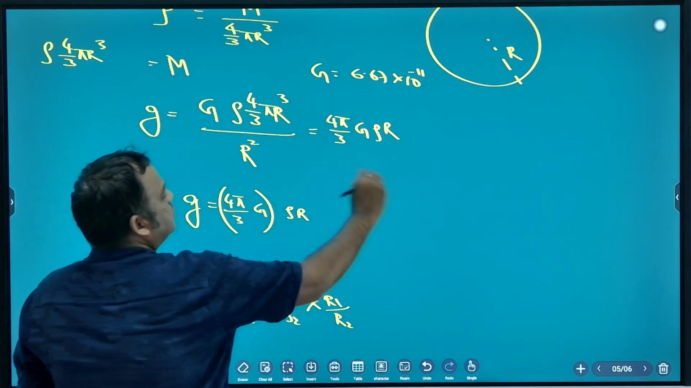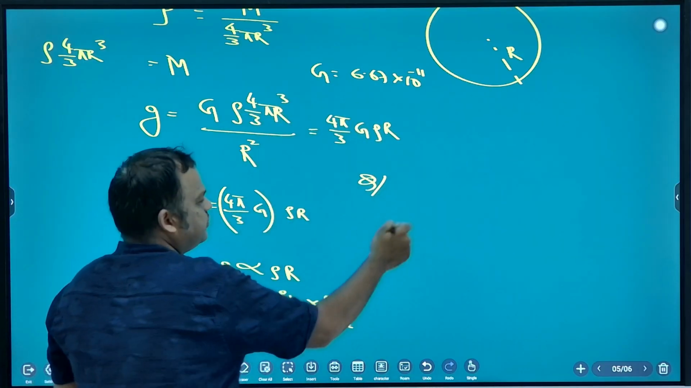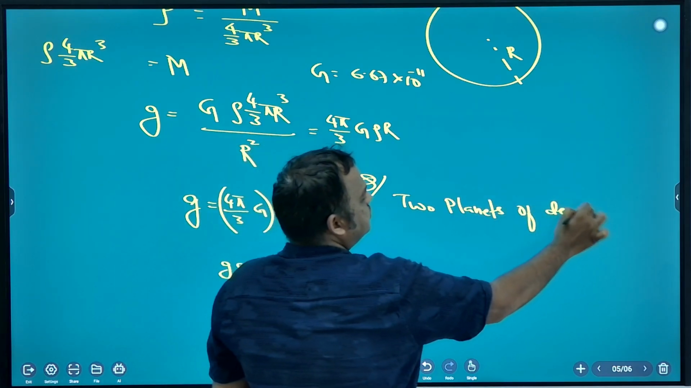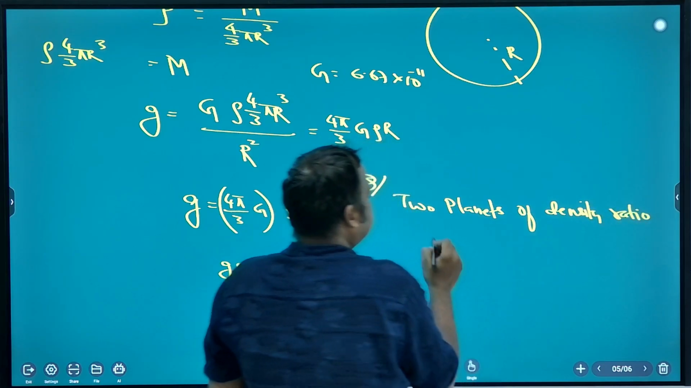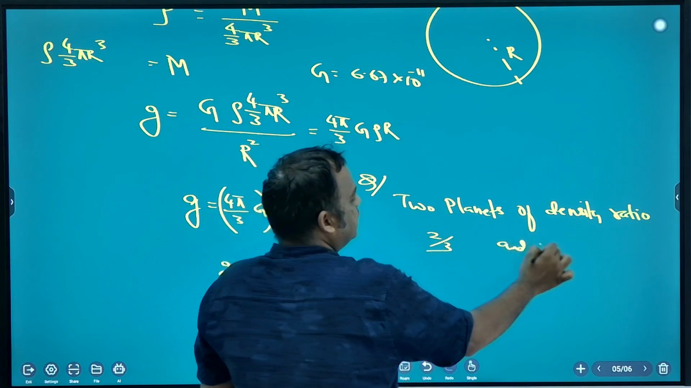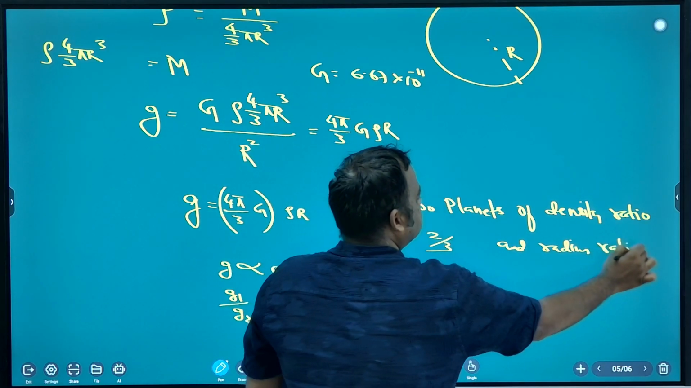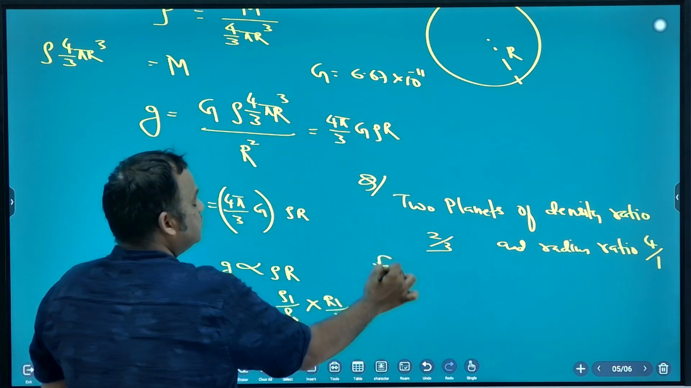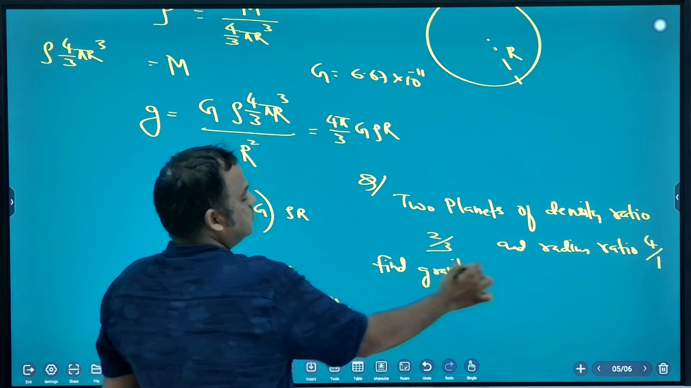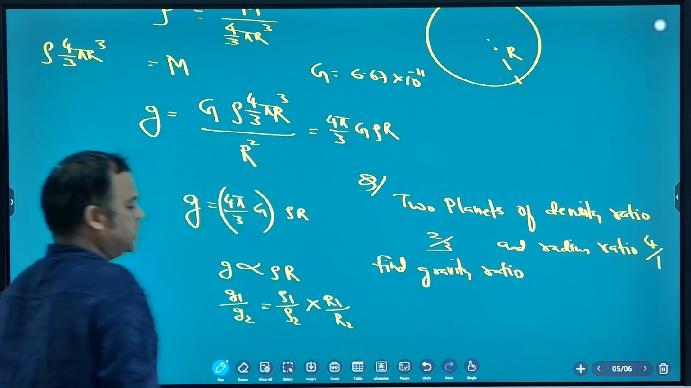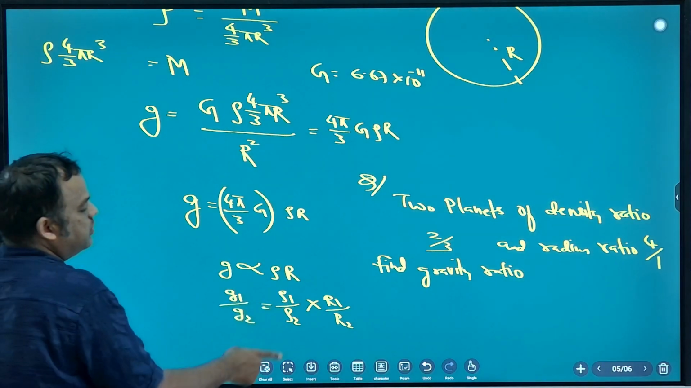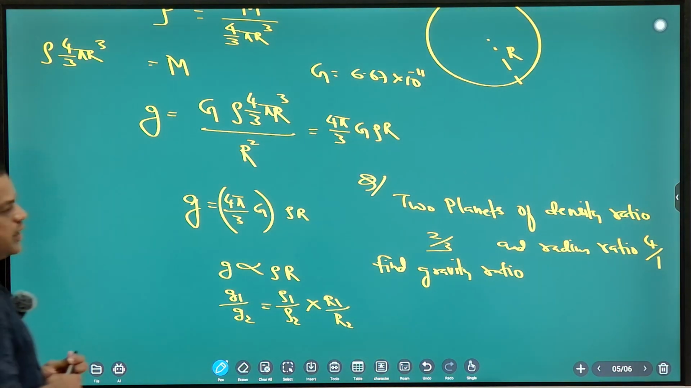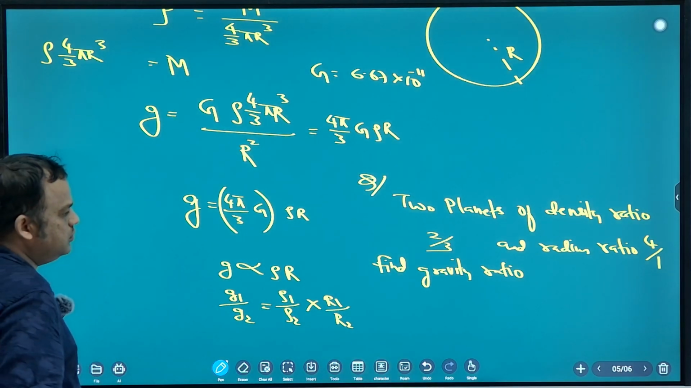So solve this question. Again, I am giving a similar question. This is enough. Note down: two planets of density ratio 2 is to 3 and radius ratio 4 is to 1. Find the gravity ratio. Okay, so tell me what is the answer. So g1 by g2 is rho 1 by rho 2 into R1 by R2. So what is the gravity ratio? Tell me. Find out the gravity ratio.